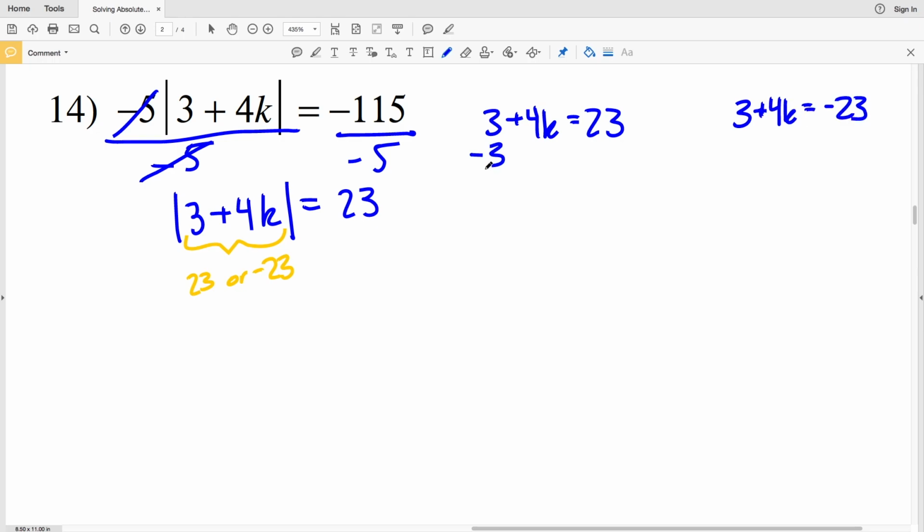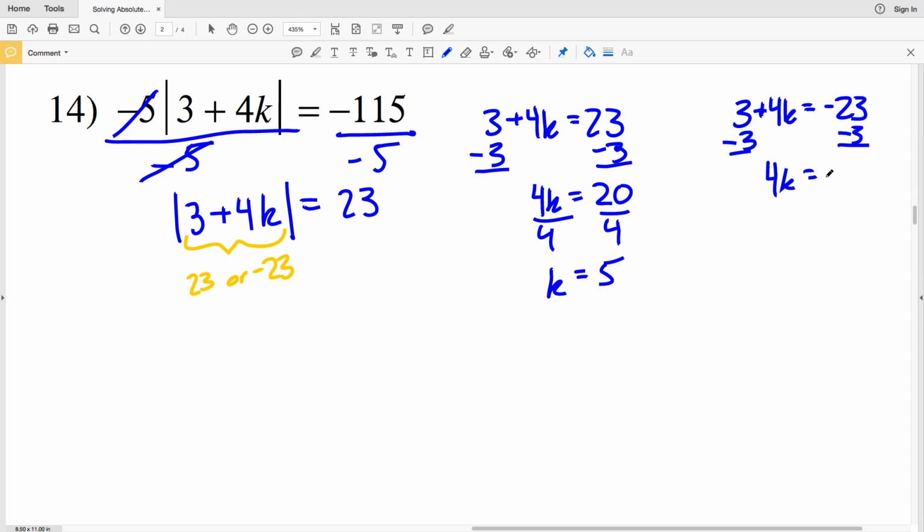I'll start by subtracting 3 from both sides when 23 is positive. That'll give me that 4k is equal to a positive 20. When I divide by 4, I get that k is equal to 20 divided by 4, which is a positive 5. When the 23 is negative, I'll subtract 3 from both sides to get that 4k equals negative 26.